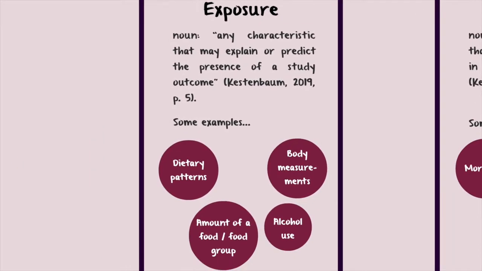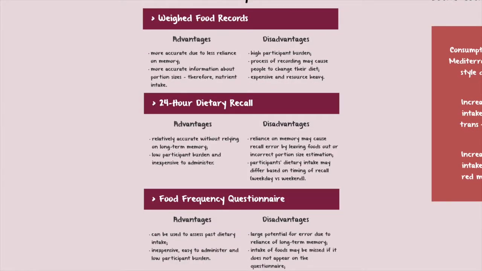Within epidemiological studies, the exposure refers to any characteristic that may explain or predict the presence of a study outcome. Some examples of exposures within nutritional epidemiology may include, but are not limited to, the types of food an individual consumes, called a dietary pattern, the amount of a particular food or food group consumed, alcohol use, and body measurements, such as waist circumference, hip-to-waist ratio, or body mass index. These are typically measured in a number of ways, including weighed food records, 24-hour dietary recalls, and food frequency questionnaires.